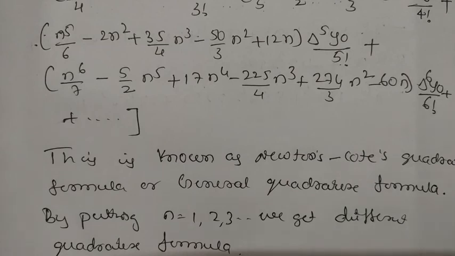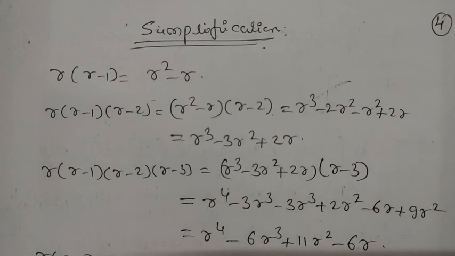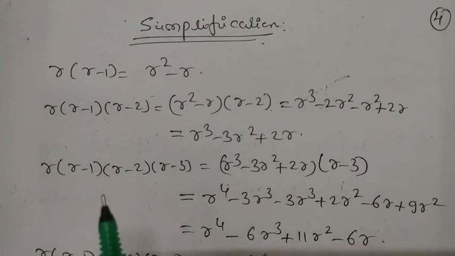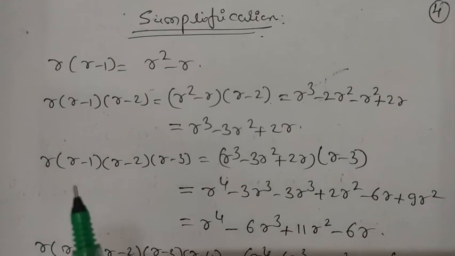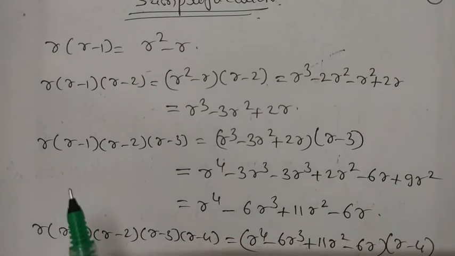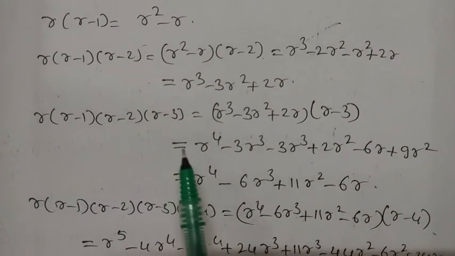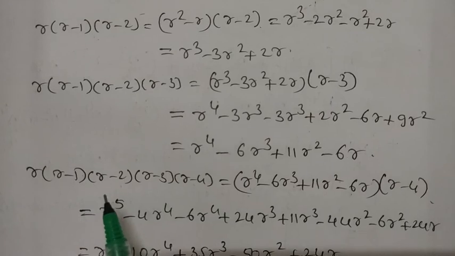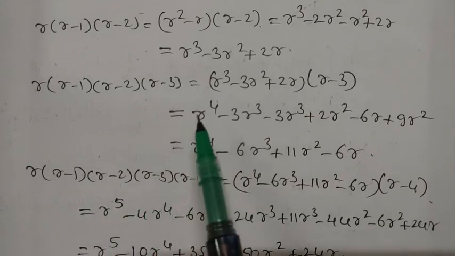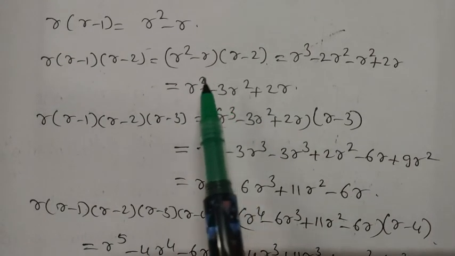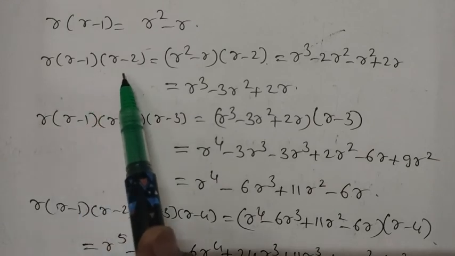So in the next page I have given all the simplifications of these brackets. This is just a simplification of those terms: r into r minus 1, r into r minus 1, r minus 2, etc. r into r minus 1, r minus 2, r minus 3, and r into r minus 1, r minus 2, r minus 3, r minus 4. Here I have used previous results for the next one. Suppose here r into r minus 1, r minus 2.